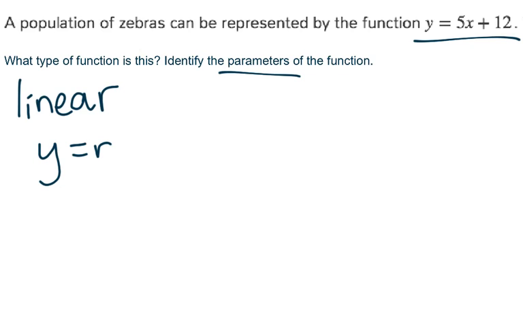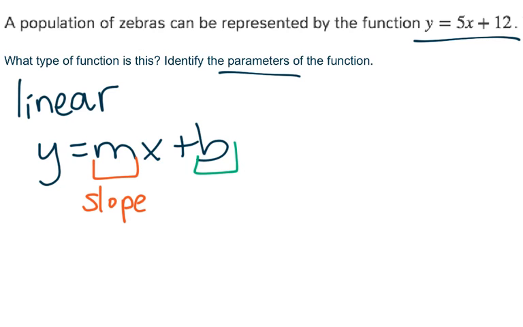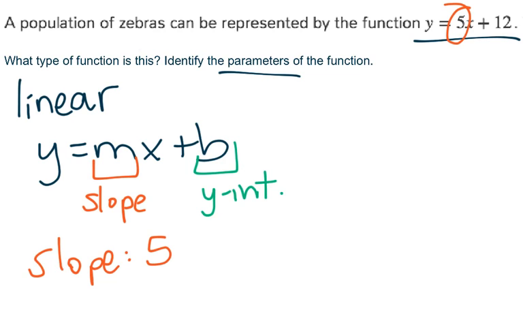And for a linear function, you can think of the slope-intercept formula, y equals mx plus b. So our parameters are going to be the slope, or how much this function changes by, and our y-intercept. Where does this function cross the y-axis? Our slope in this formula is 5, right over there. It's a positive slope, so this formula involves a graph that is growing. And then our y-intercept is 12. Our graph will cross the y-axis at 12.